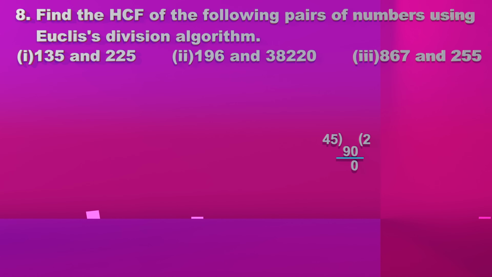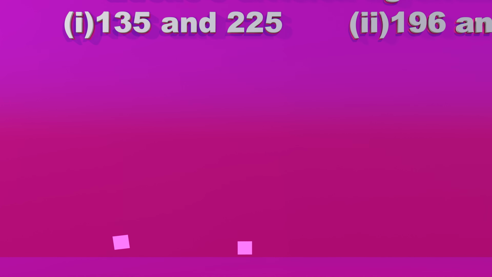Let's see next question. We have to find out the HCF using Euclid's division algorithm. Let's see first question. So 135 is smaller than 225. Therefore, we will divide 225 by 135. We already know how to find the HCF using Euclid's division algorithm. You can also watch that video in which I have told everything about it.